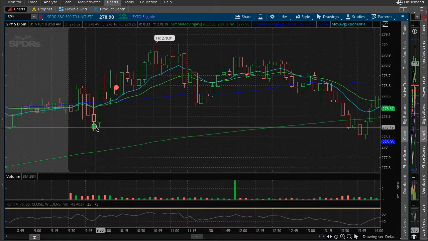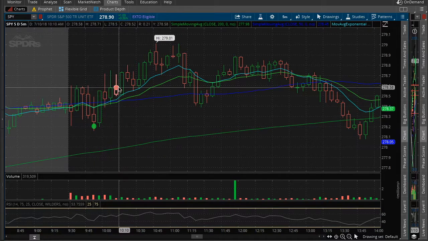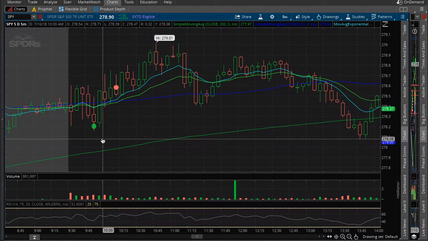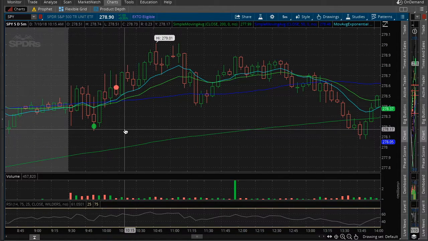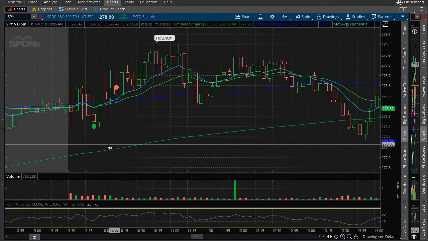You'll see over here I was in on this green circle and I was out on this red circle. And you may be saying, well, the stock went up. How come you didn't make any money? Well, I'm trading an options contract betting against SPY, but that's a different topic for a different video. So let's talk about why I got into the trade.